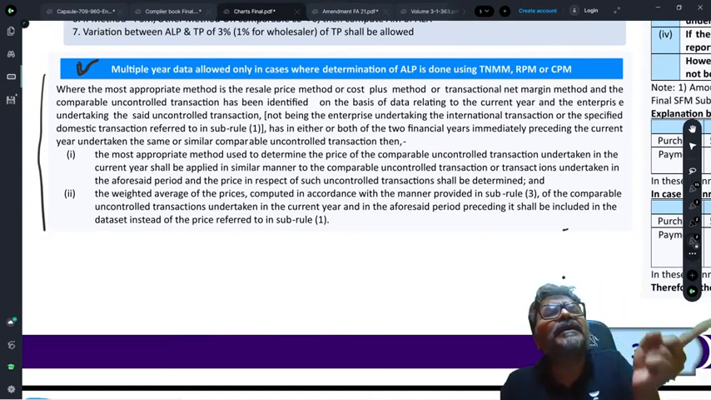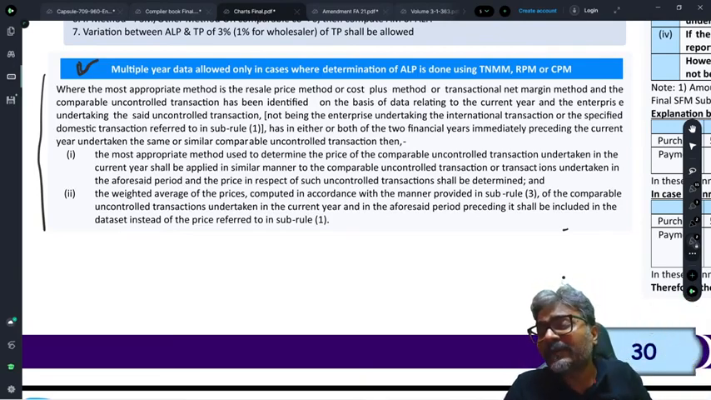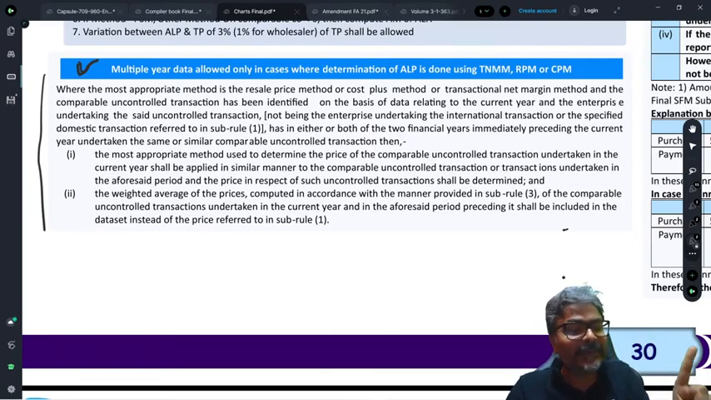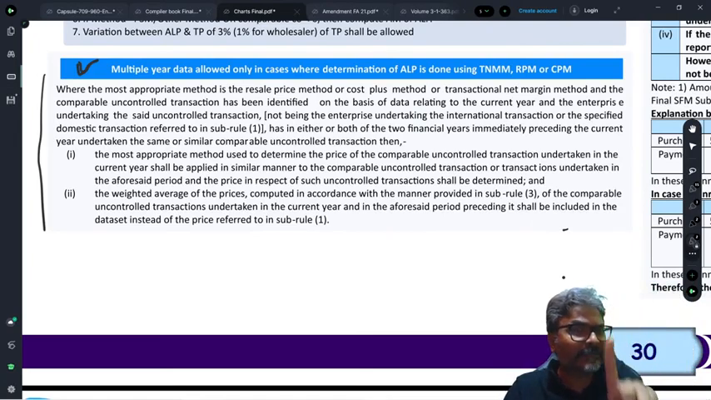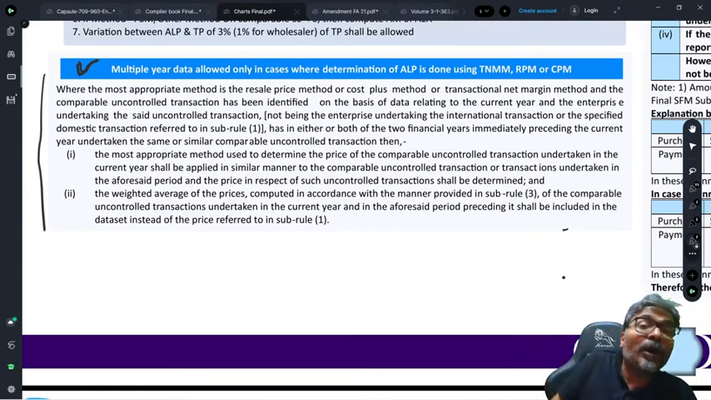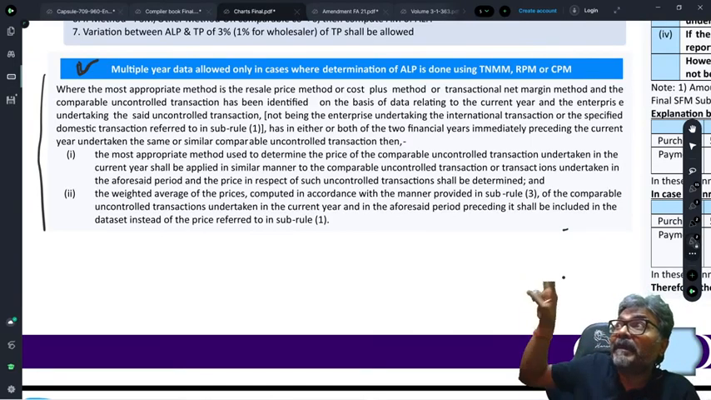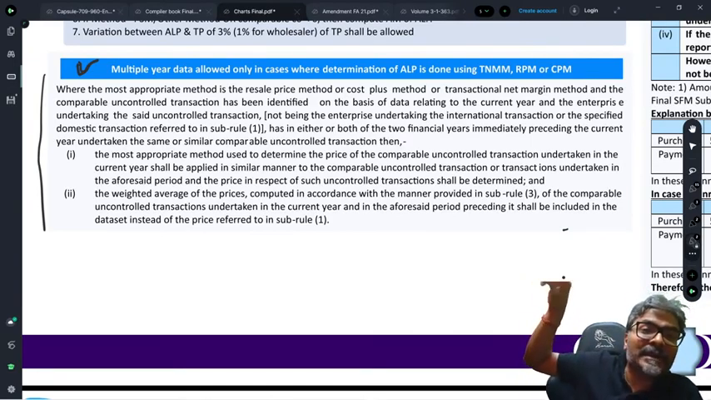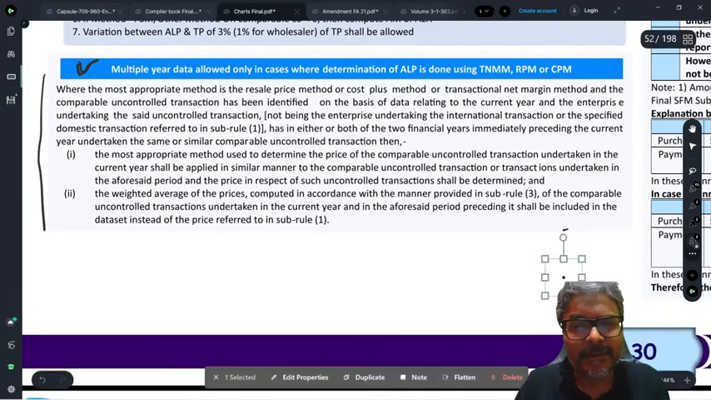So since the variable is only one factor, which is either the cost or the selling price, in the CUP method we only go by the data of the current year. We don't go with the 3 years data. But when it comes to the resale price method, cost plus method and the transaction net margin method, the 3 years data is what you need to consider in determining the ALP. And what is this 3 years data? The current year plus the last 2 years. Is that clear to all of you students? All of you are clear with this one?